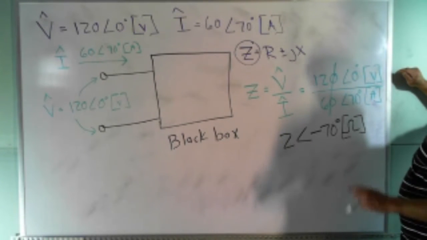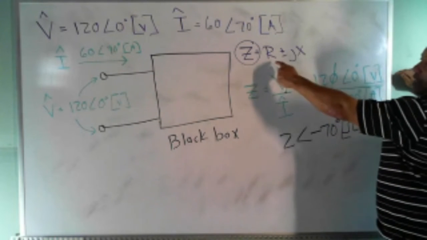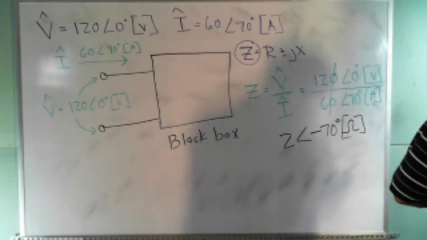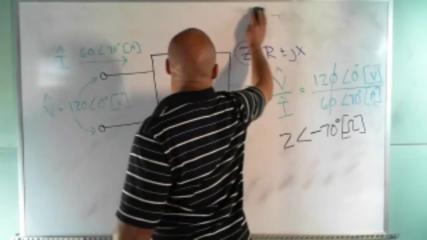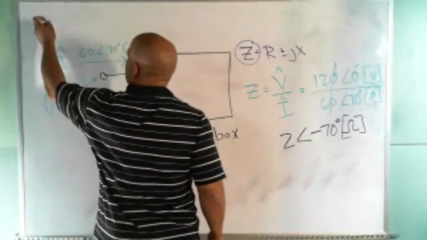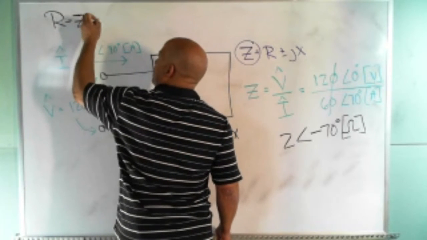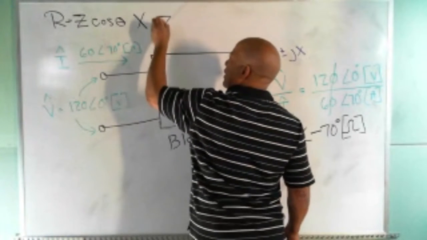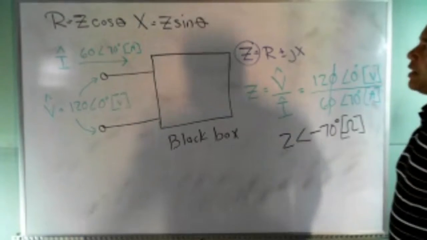And now what I want to do is take that impedance and convert it from polar form to rectangular form, and it'll tell me the R and X value that makes up this. So let's go ahead and convert that. If I want R, remember R equals Z cosine of the angle, and X equals Z sine of the angle. So that's how you get R and X.